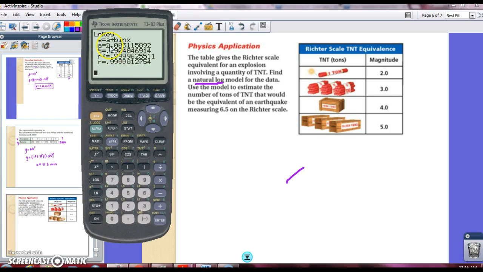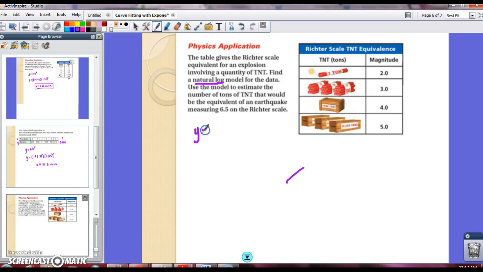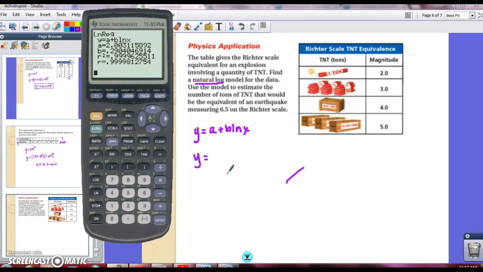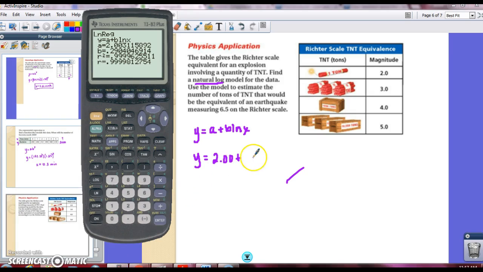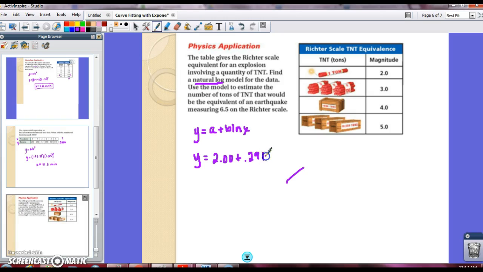And now we have our equation, a plus b ln of x. They gave us an a, and they gave us a b value. So y is equal to a plus b ln of x. I'm just getting this information out of the calculator. Y is equal to 2.00 is our a value, plus our b value, which was 0.29, so plus 0.29 ln of x. That is our model.